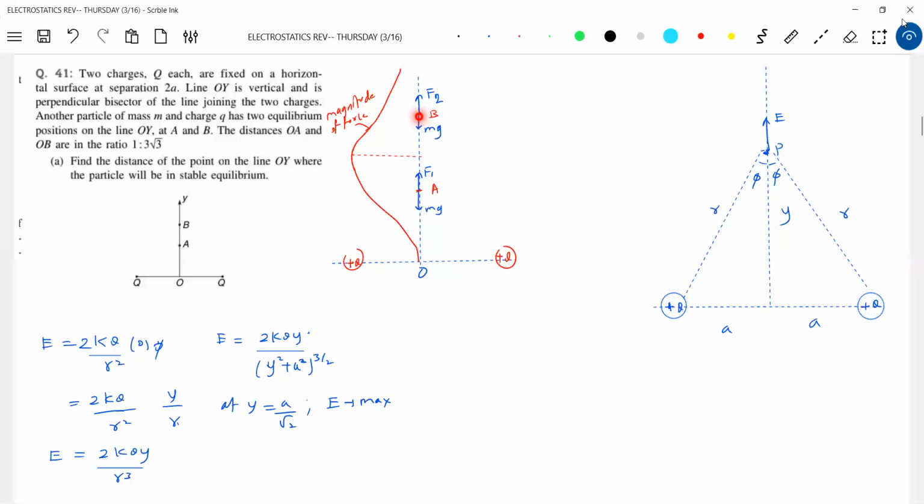Okay, now you can ask questions. Sir, I'll displace it vertically down. Mg will not change, then F2 will increase. You look at this one, F2 will increase. So then the restoring force will act upward. Therefore, B should be a stable equilibrium.